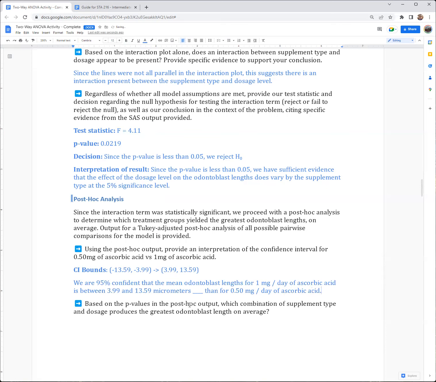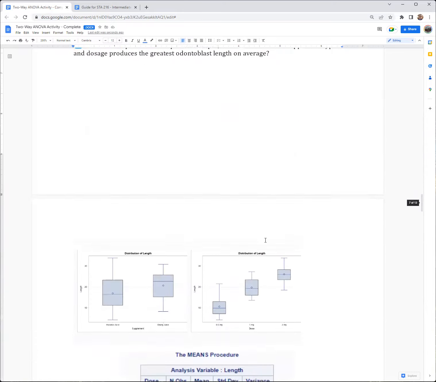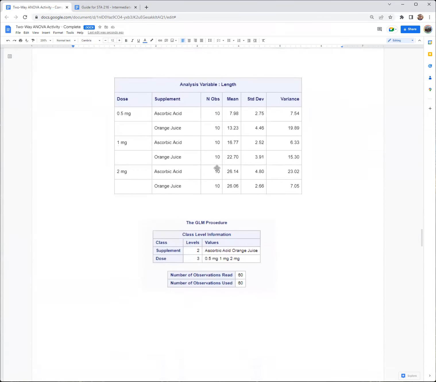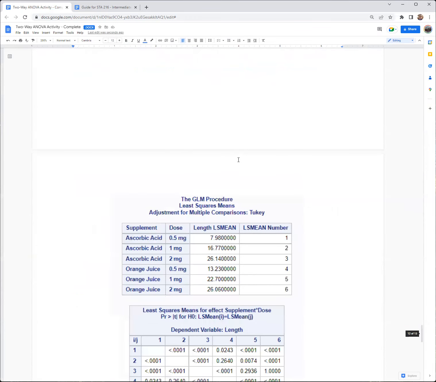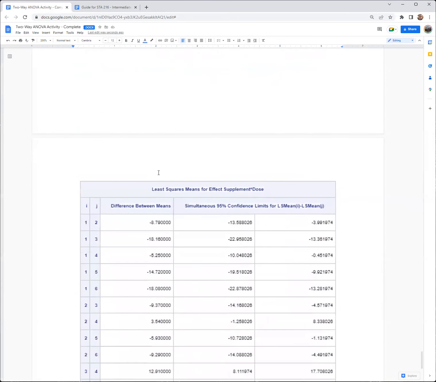Okay. So we are 95% confident that the mean odontoblast lengths for 1 milligram of ascorbic acid is between this and this micrometers, lower or greater. So we know the confidence interval was negative. And SAS does the order of subtraction being group 1 minus group 2. So since it was negative, the difference between them was negative. That means that group 2 was bigger than group 1.